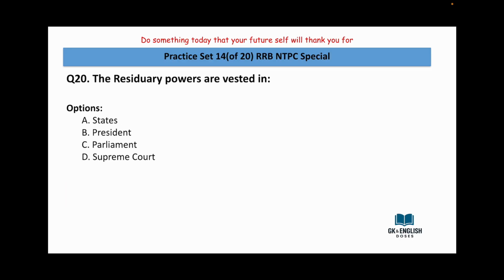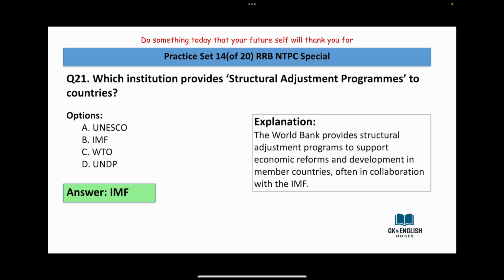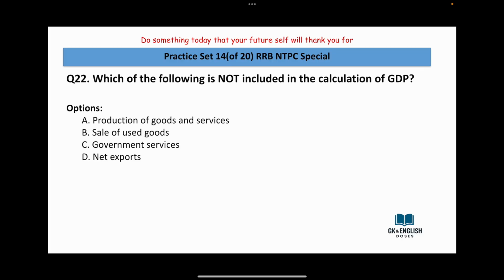The residuary powers are vested in states, presidents, parliament, Supreme Court. The answer is parliament. Which institution provides structural adjustment programs to countries? UNESCO, IMF, WTO, UNDP. And the answer is IMF. So the World Bank provides structural adjustment programs to support economic reforms and development in member countries, often in collaboration with the IMF.